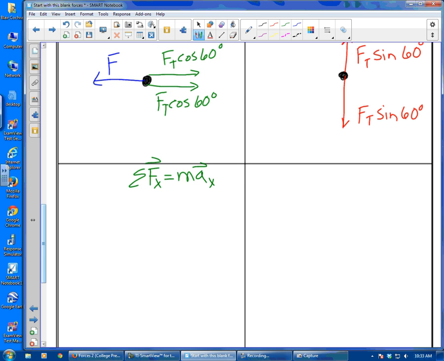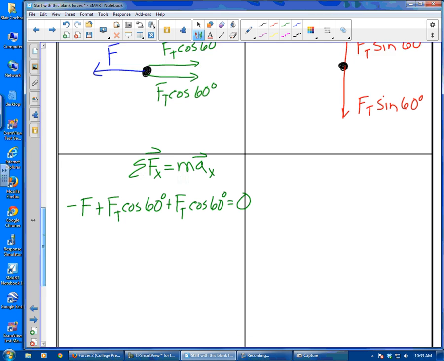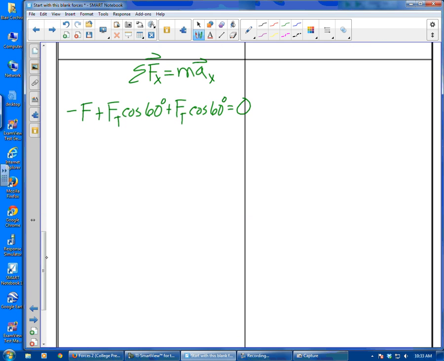And I'm going to have, Sarah, do you want to take to the left as negative again? Okay. Negative F plus Ft cosine 60 degrees plus Ft cosine 60 degrees equals 0. I got the 0 from the mass times the acceleration being 0. Yes, ma'am.